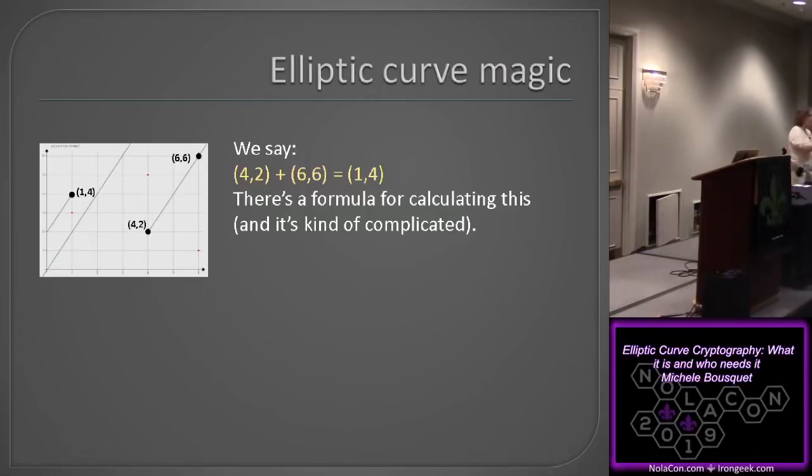So you start off with 2 points, and you do this thing, and then you end up with 1. And there's a formula for this. You can Wikipedia it.